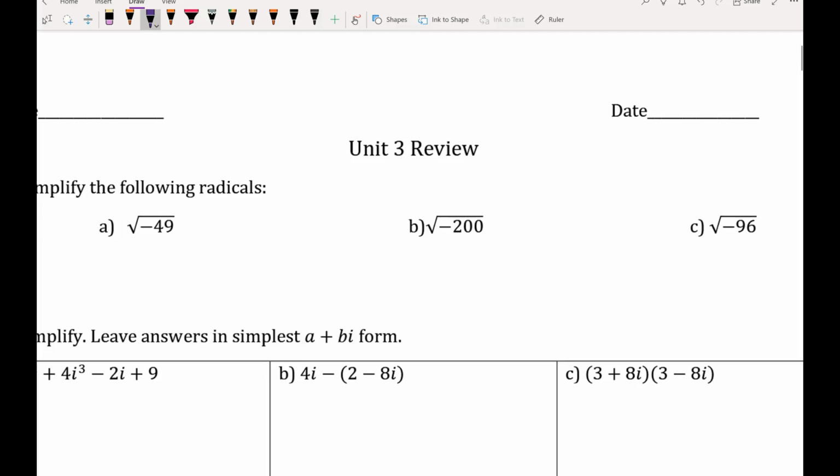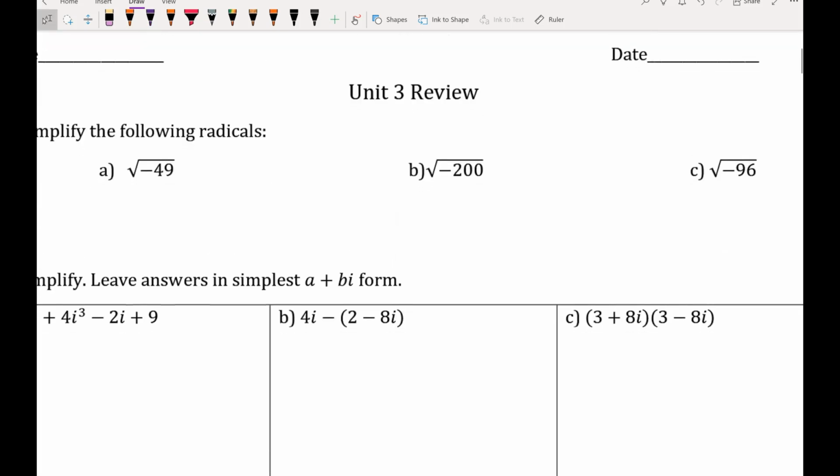This is a video going over the Unit 3 review materials. So everything we've done in Unit 3. That includes imaginary numbers, complex numbers, solving quadratics with complex solutions with completing the square, using the quadratic formula, and all the work with parabolas that we did, all that focus and directrix stuff.